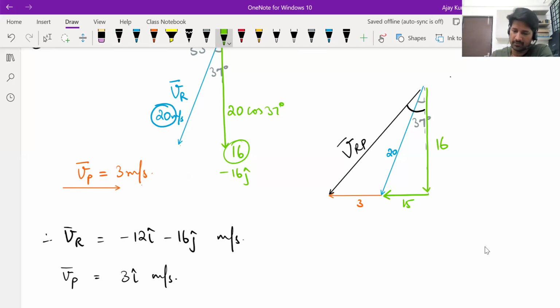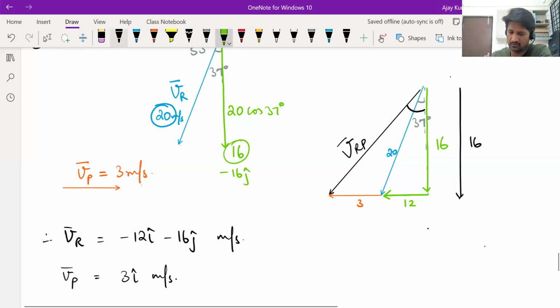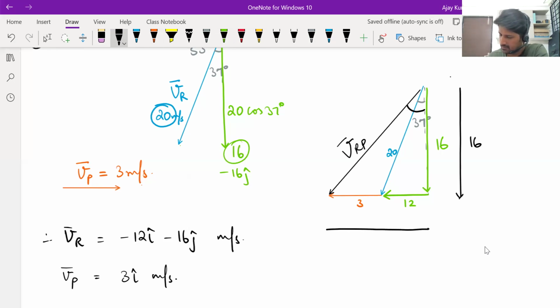The black one, if you observe, its y component is this much, 16 units downwards. Its x component is this much. Okay, wait, sorry. How did that become 15? This is 12. The x component of 20 is 12. Okay, we had calculated that. So that black vector's x component will be this 12 plus 3, 15. So this way also you can answer.